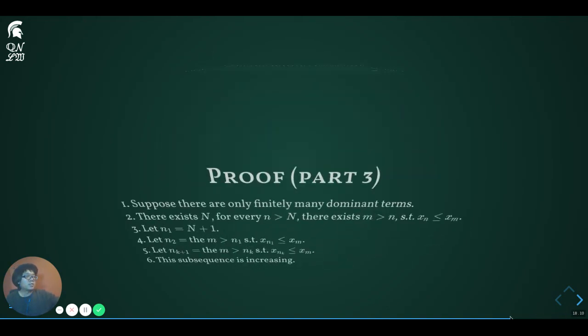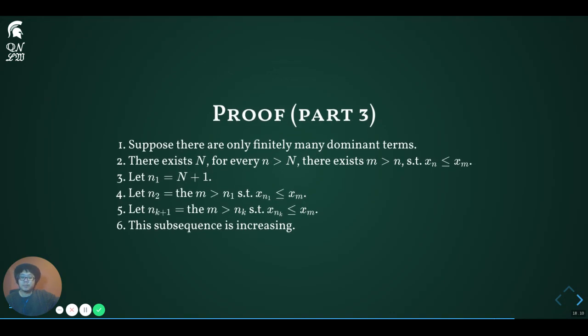Let's finish up by summarizing the picture. In parts 1 and 2 of the proof, we already dealt with what happens when there are infinitely many dominant terms. So now, supposing that there are only finitely many dominant terms, then starting with n sub 1 equaling capital N plus 1, and continuing by picking the first term that meets or exceeds the bar already set, we build an increasing subsequence. This process cannot terminate because we already used up all the dominant terms that are present in the sequence, and so every term has a larger following term.